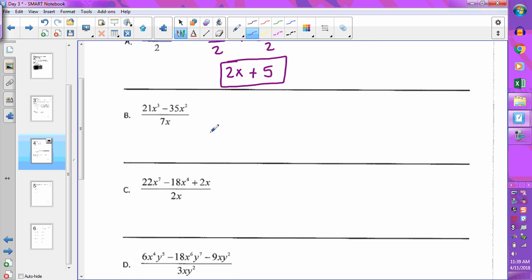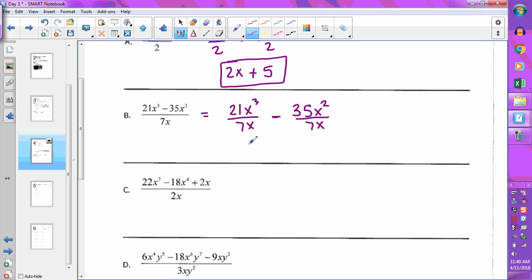So B is going to be a little bit different, because now we're going to have to start subtracting our degrees, right? But we're going to break this problem down. So we're going to write it as such. We're going to say 21x to the third degree divided by 7x, minus, don't forget your minus sign or your plus sign, whatever you have there, minus 35x to the second degree divided by 7x. So what do we do here? So now we divide. If you don't know, please use your calculator.